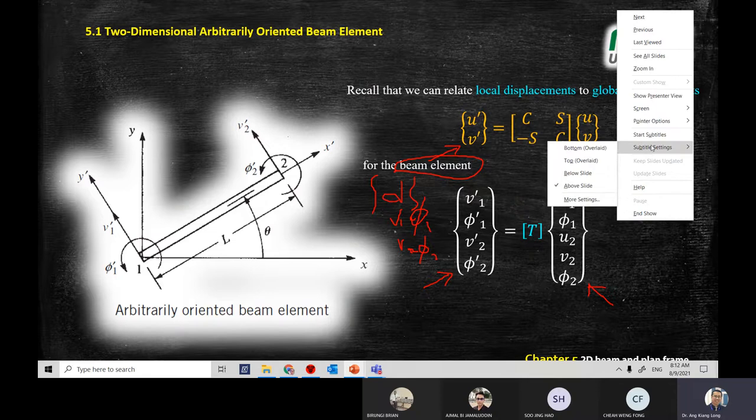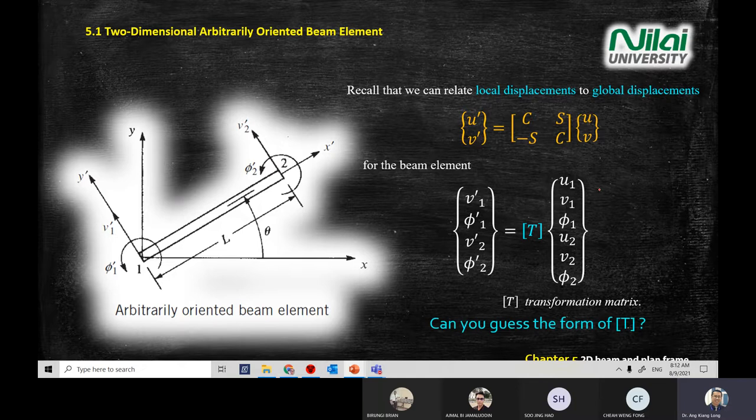So, just a small quiz for today. The T here, we call it the transformation matrix. Can you guess the form or structure of the T transformation matrix? Just to give you a hint, this one is 4 times 1, meaning four rows, one column. This one is 6 times 1. How do we balance this matrix equation? What is the form of the transformation matrix that we need?